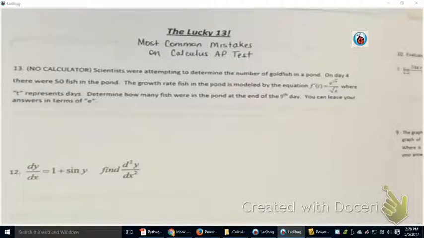So the first question: scientists were attempting to determine the number of goldfish in a pond. On a day there were 50 fish, so the 50 is like the initial amount, that's important. And that was on day 4, that's also important. The growth rate of fish in the pond is modeled by the equation. So this already is the derivative. T is the days. Determine how many fish were in the pond at the end of the 9th day, and e will be in your answer.